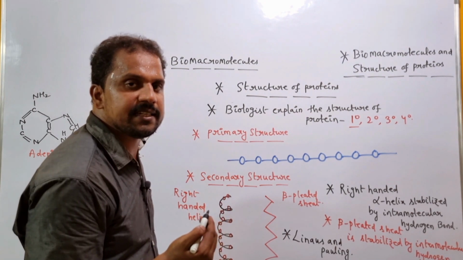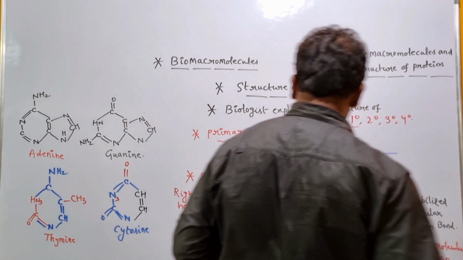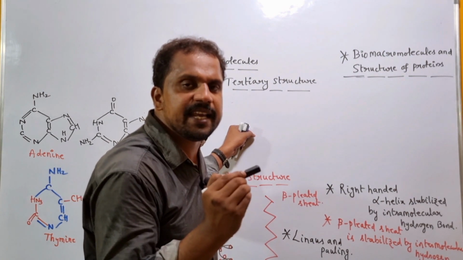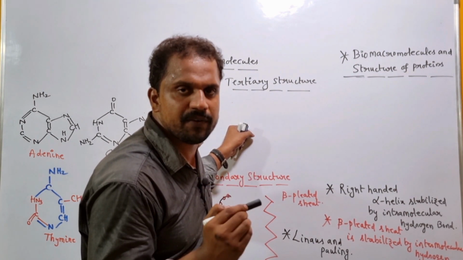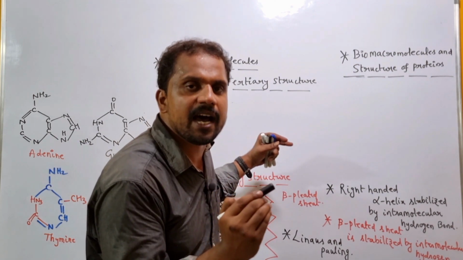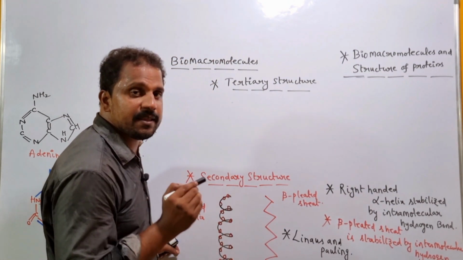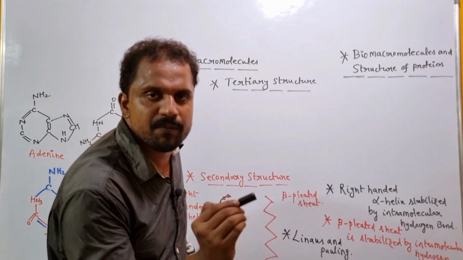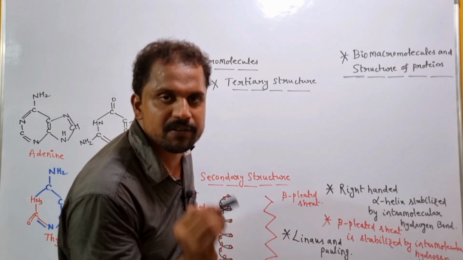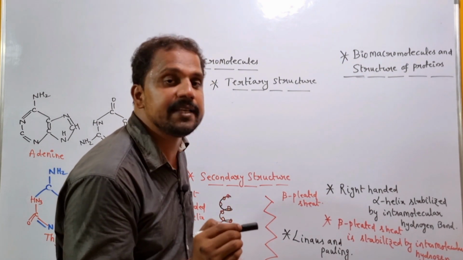In case of the tertiary structure, what do we observe? Let me arrange the things here. If we consider the tertiary structure of protein, as I have already mentioned, in the secondary structure we can observe the right-handed alpha helix and the beta pleated sheet. The right-handed alpha helix is stabilized by intramolecular hydrogen bonding, whereas the beta pleated sheet is stabilized by intermolecular hydrogen bonding. In comparison with the right-handed alpha helix, the beta pleated sheet is not highly stable.